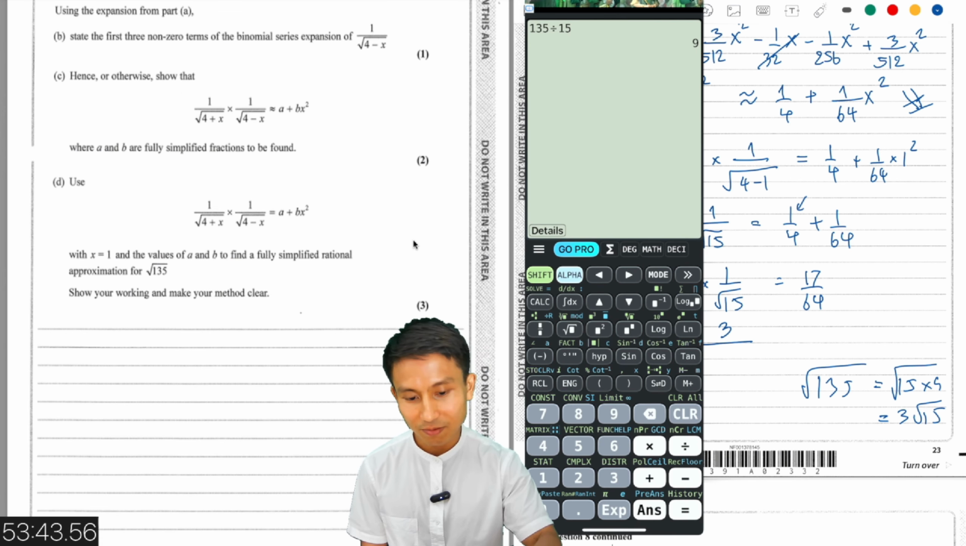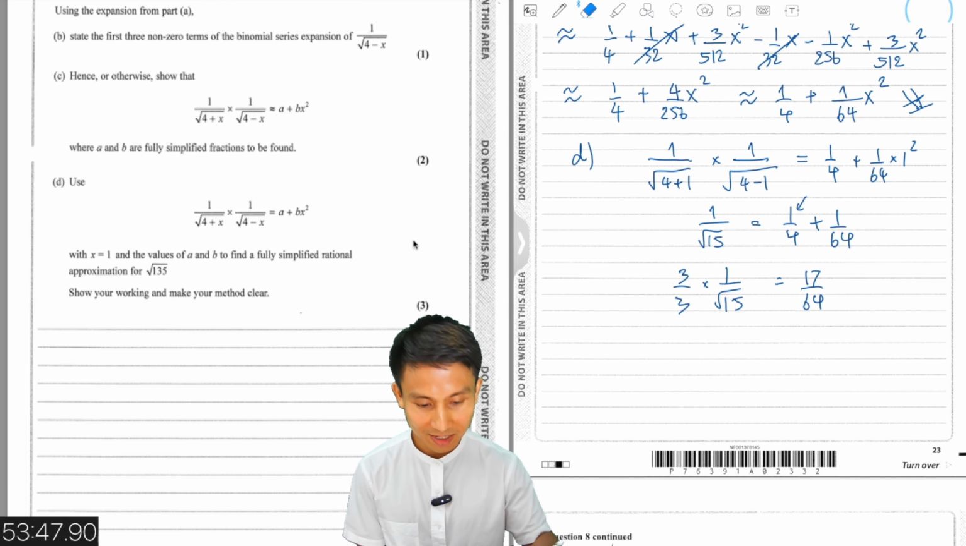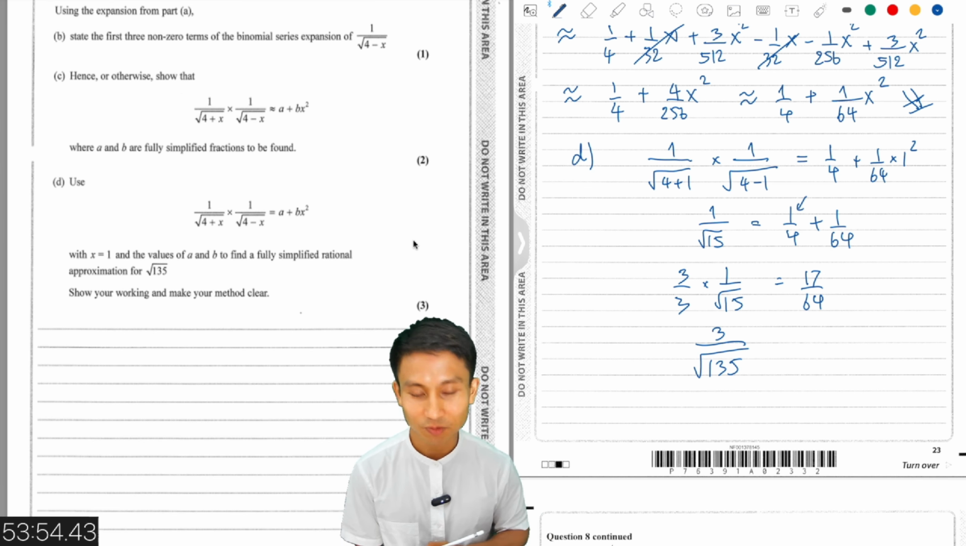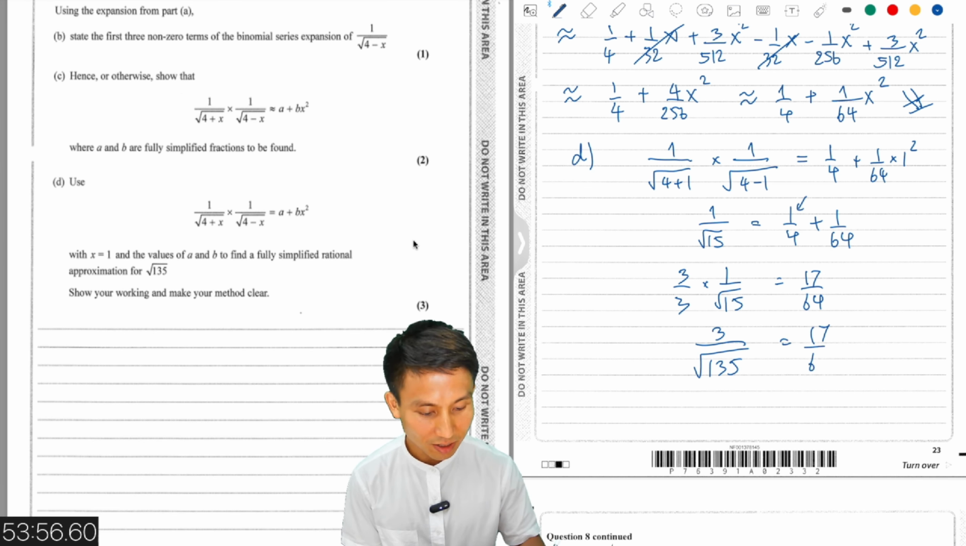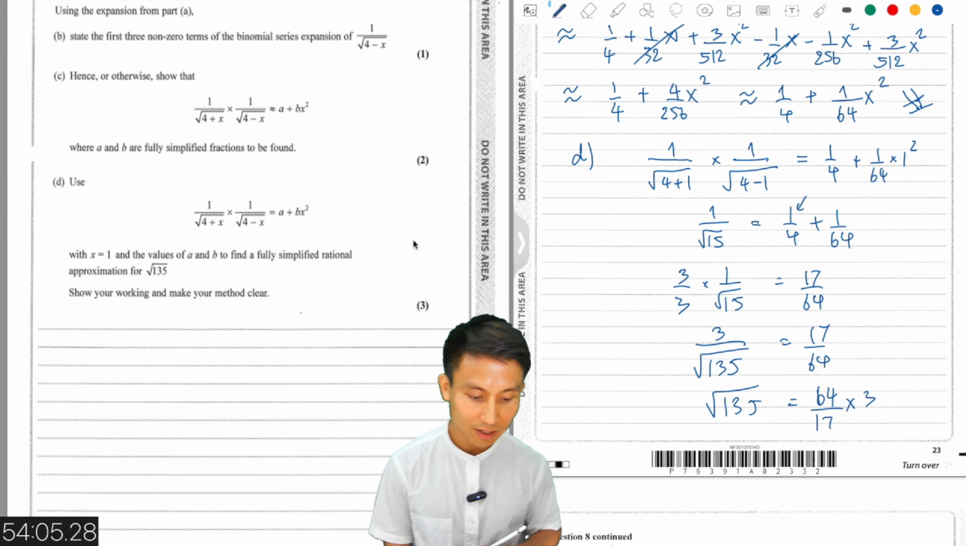Right? That's why I multiplied by 3 and 3, because I want to create this first, so that this is 3 over root 135, guys. Manipulation. Okay? So that means root 135 will just be 64 over 7 times 3, just moving things around there.